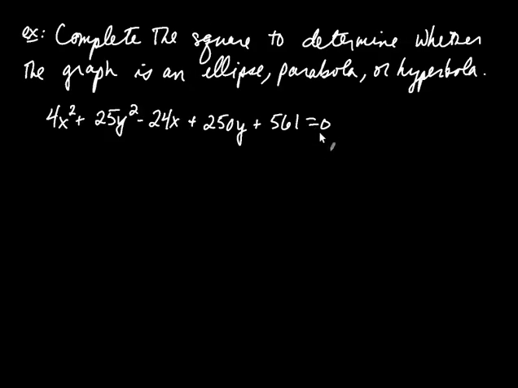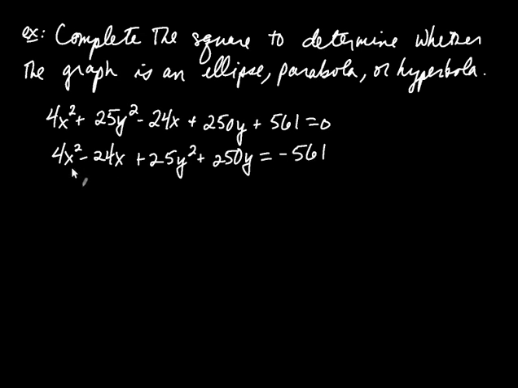So we're going to complete the square to determine whether the graph is an ellipse, a parabola, or a hyperbola. Notice that we have this equation, and our goal is to write it in a standard form so we can reveal the shifts. To complete the square, we get the terms with x together, and then the terms with y. So we have 4x squared minus 24x, plus 25y squared plus 250y is equal to negative 561, bringing the constant to the right-hand side. With the terms containing x, factor out the 4. So 4 times x squared minus 6x, and then plus 25 times y squared plus 10y equals negative 561.